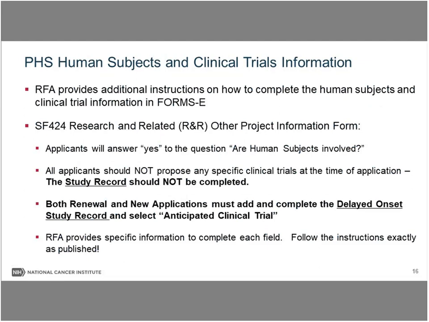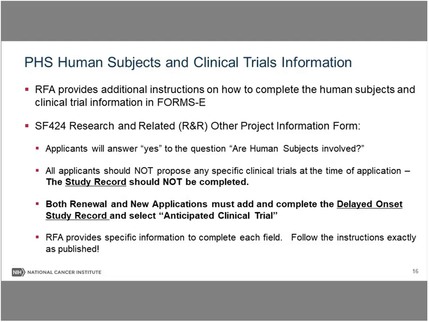And we've also had a question that's asked, so where can we find specific instructions regarding this? So if you go to the RFA, you will see the subsection that has PHS human subjects and clinical trial information. It gives specific directions that you do select human subjects. You do not complete a study record. You would not complete the inclusion enrollment form, but you would select delayed onset study, and then you will check the anticipated clinical trial box.